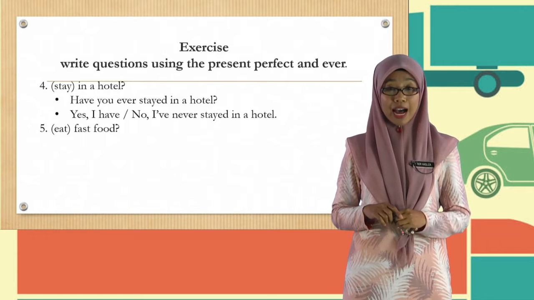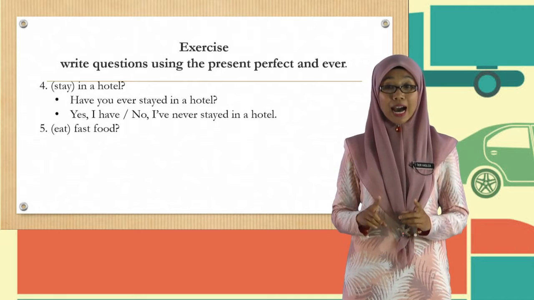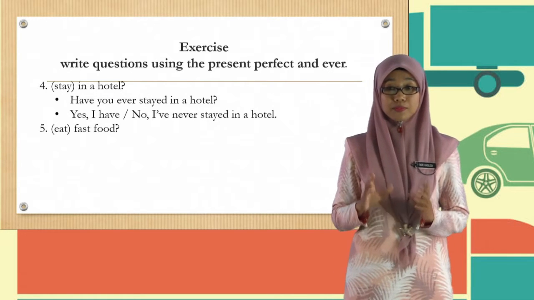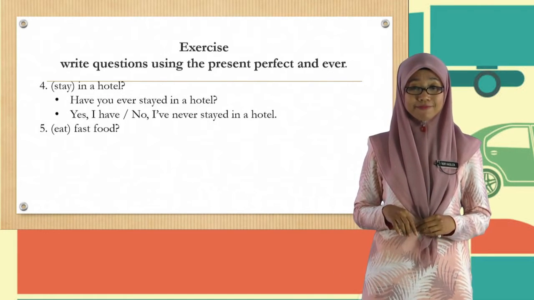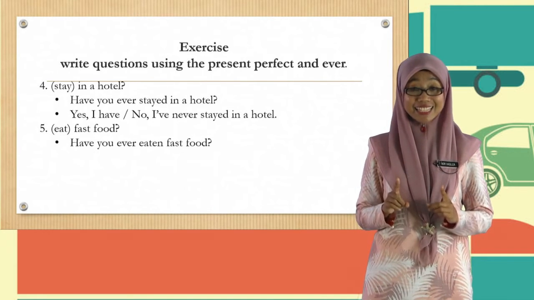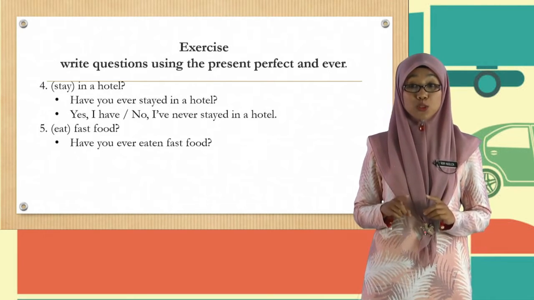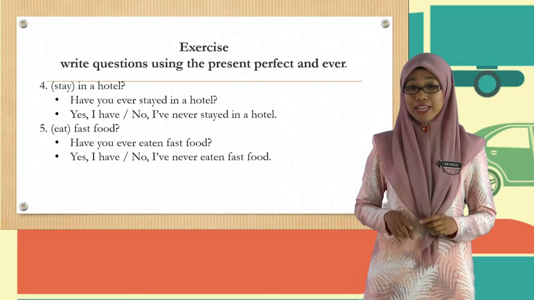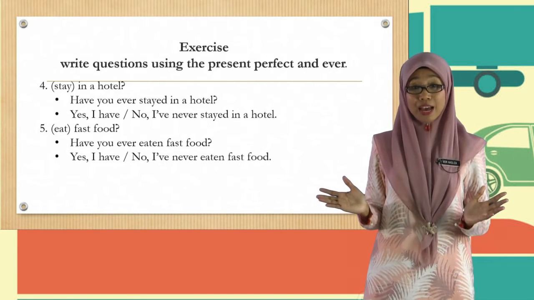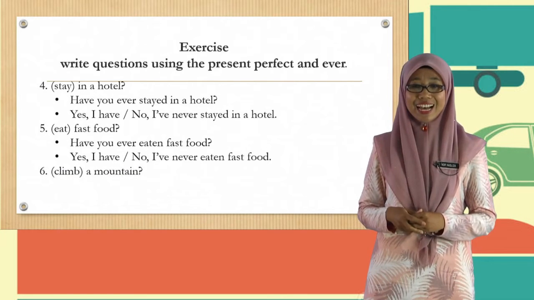Question number 5. We have eat in brackets, and then we have fast food, with question mark. Can you form the correct question for this? Yes. The correct question is, have you ever eaten fast food? You can write an answer for this question by answering yes, I have, or no, I've never eaten fast food. Okay, now we do the last question.